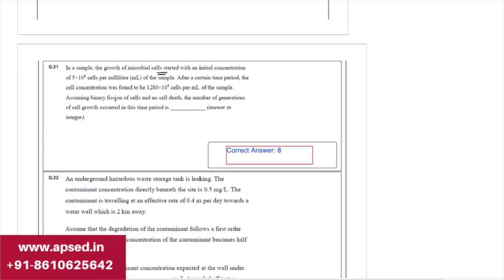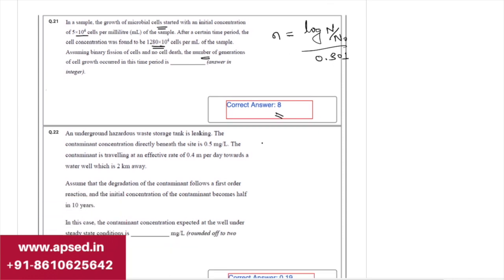Like in this question, it is asking for the number of generations. I have taught the number of generations in microbiology. For that we have the formula log of n upon n naught divided by 0.301. Here the value of n will be 1280 into 10 to the power 4, and n naught will be 5 into 10 to the power 4. Just using this simple formula, you will obtain the answer as 8.